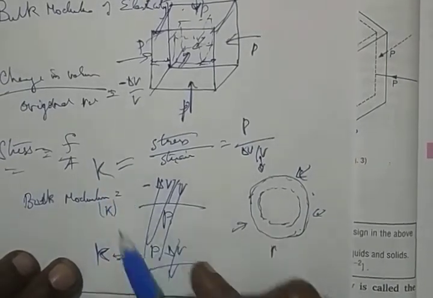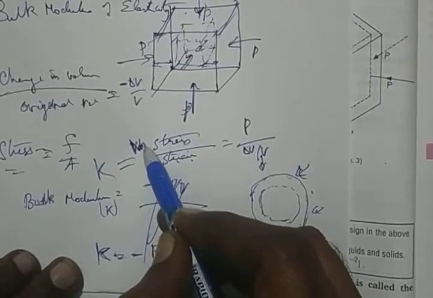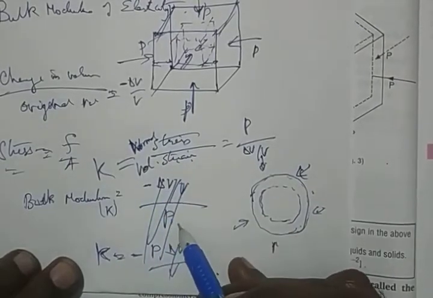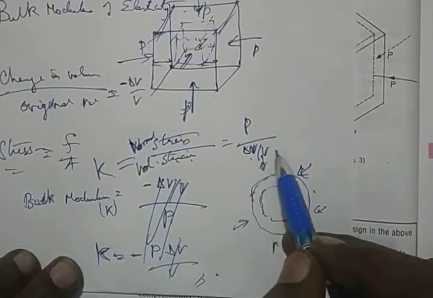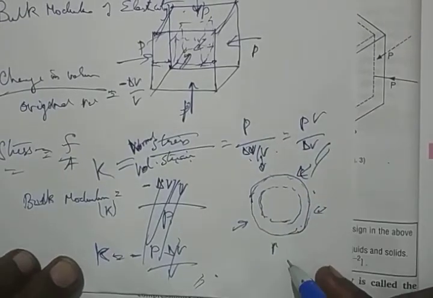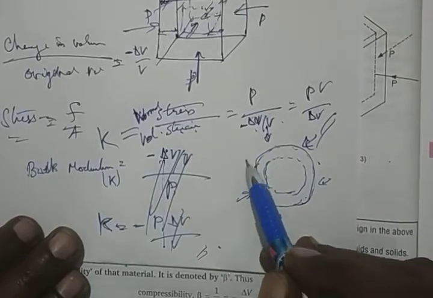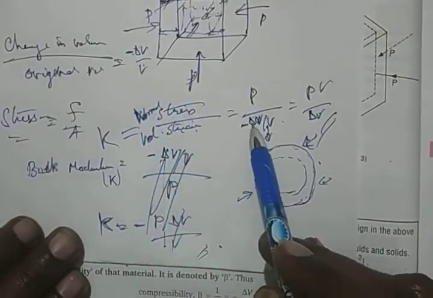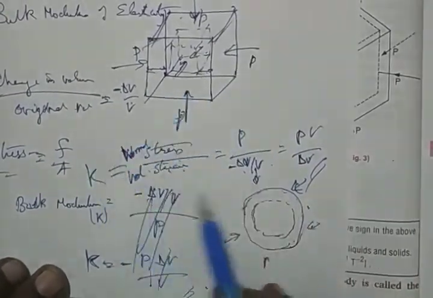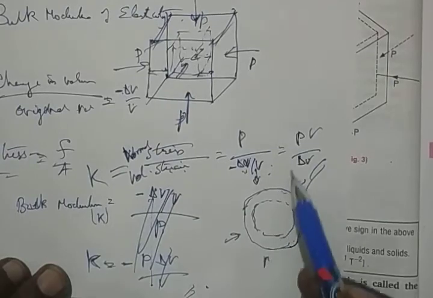What is bulk modulus? K. K is going to be equal to stress upon strain. Stress is called normal stress, upon volumetric strain. So it's going to be P upon delta V by V, so it's going to be PV upon delta V. I'm very sorry, this is wrong. This is the right one. There is a negative. Negative of delta V upon V, because the volume is reducing. The volume is compressed, so the change in volume is a reduced volume than the earlier one.